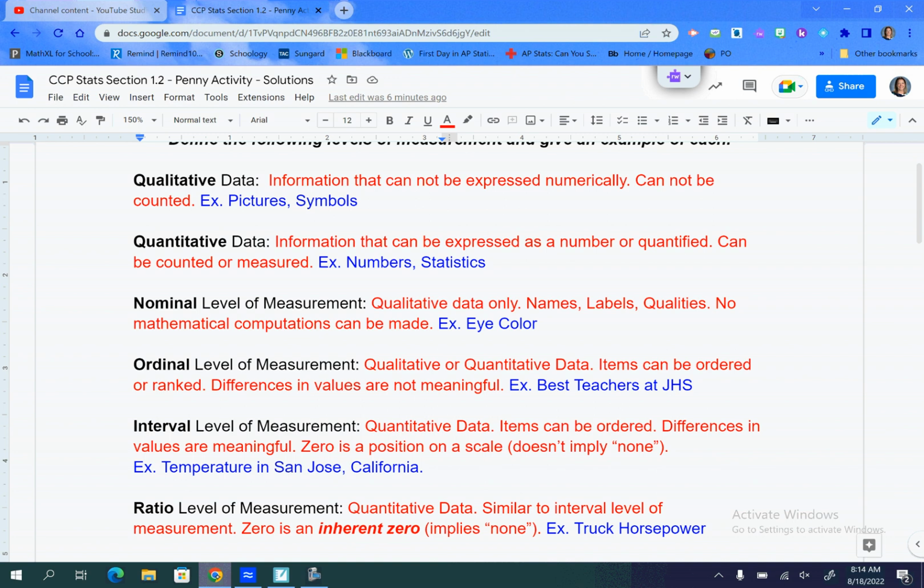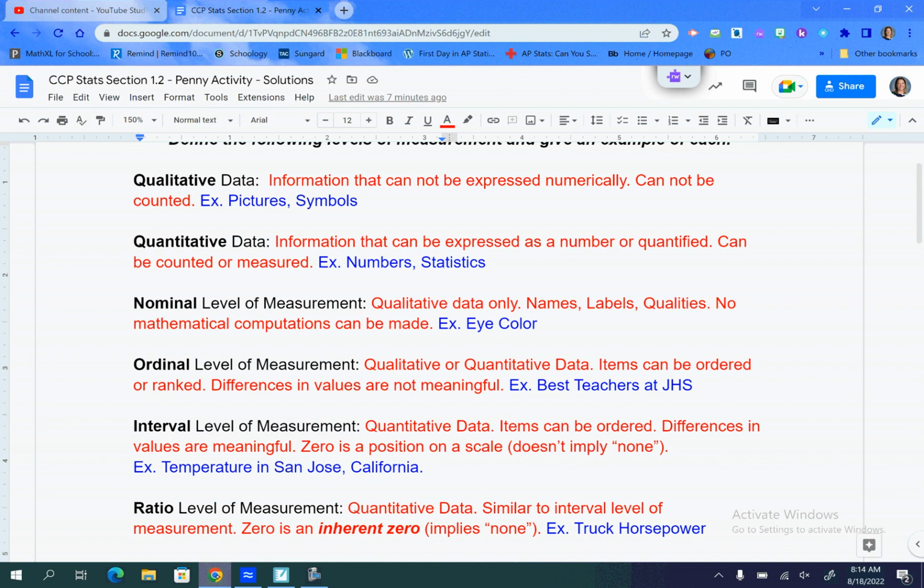We'll get to them. All right, so what is qualitative data? Qualitative data is information that cannot be expressed numerically and it cannot be counted. Those are the two big points that you should have in your definition. Cannot be expressed numerically, cannot be counted. So pictures, symbols, those are our qualitative data.